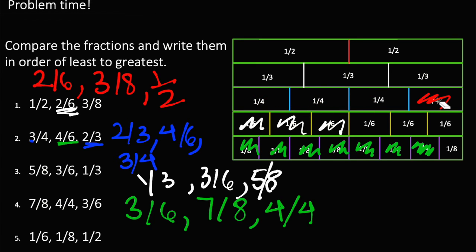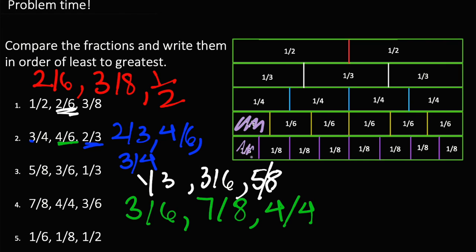So now I'm going to erase these, and then we're going to be doing our final problem for the number strips. Alright, so here we have 1/6, 1/8, and 1/2. So let's fill these in. Since all of them have 1 in their numerator and they're all unit fractions, we can just shade in one block for each one. So 1/6, there's 1. 1/8, there's 1. And then 1/2, there's 1.